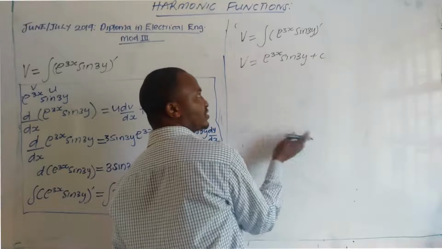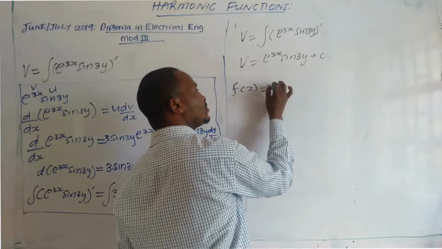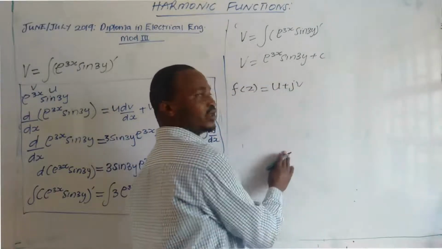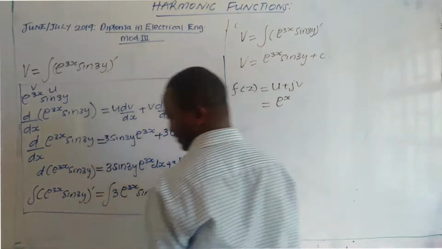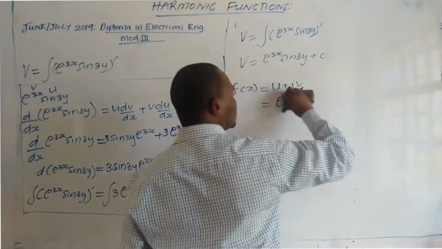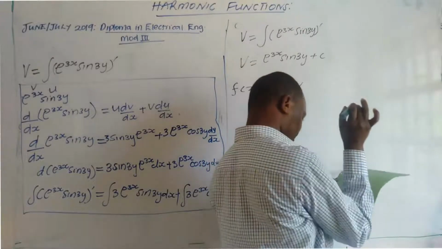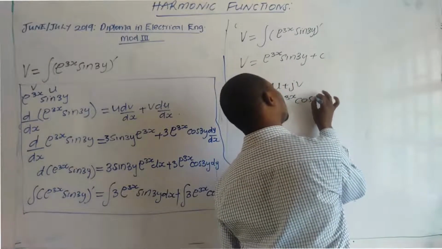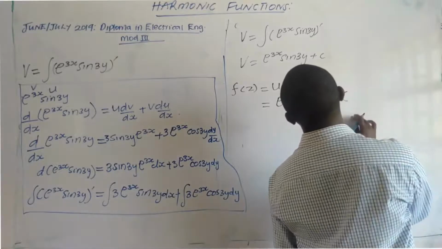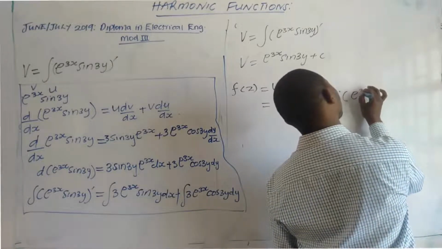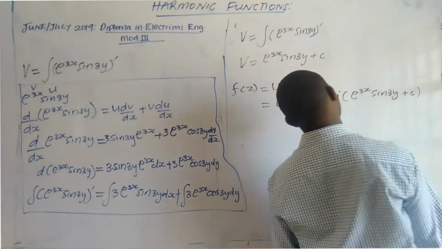Now we prove whether the function of complex variable will be analytic. You can say the function of complex variable z is equal to u plus jv, or we can simply say exponential 3x cos 3y plus j into bracket exponential 3x sin 3y plus a constant of integration.